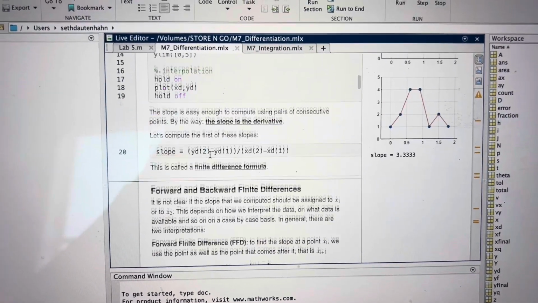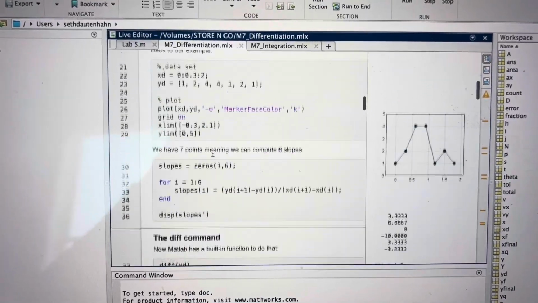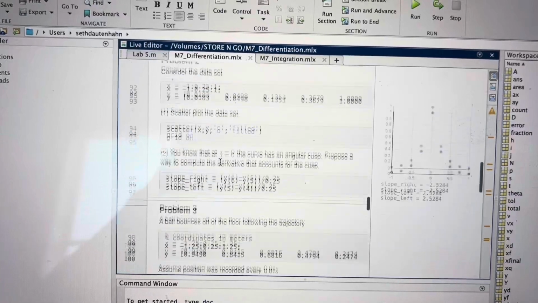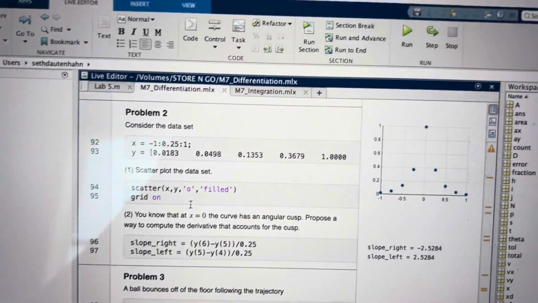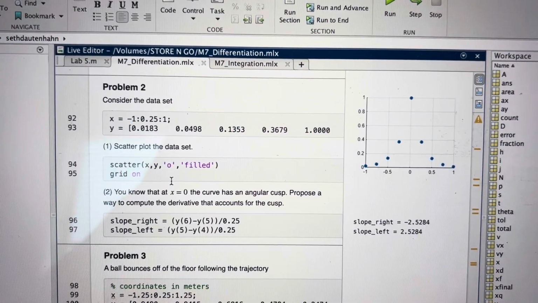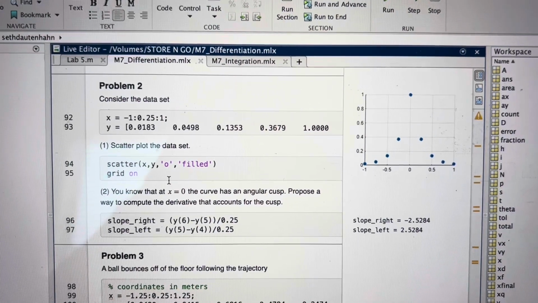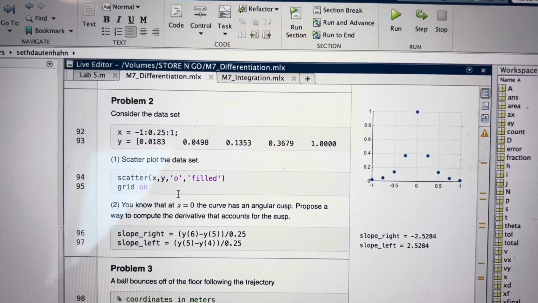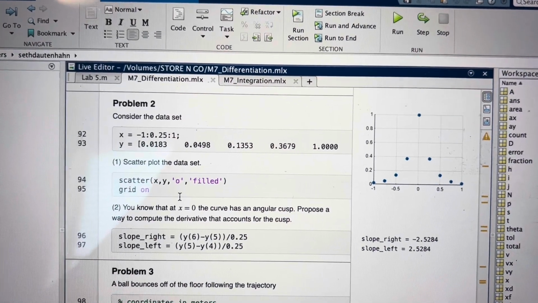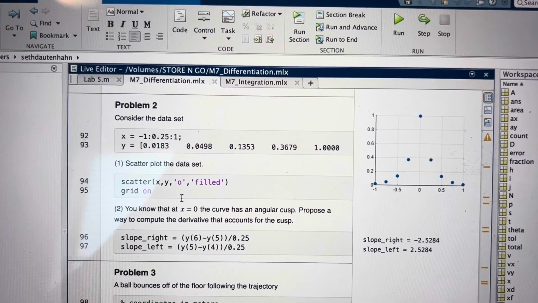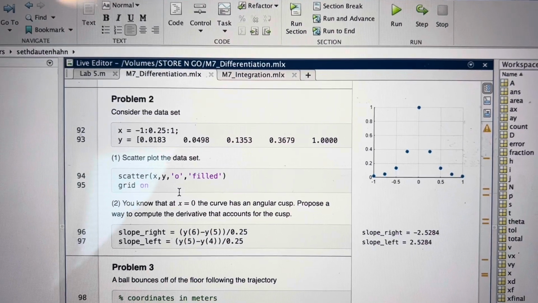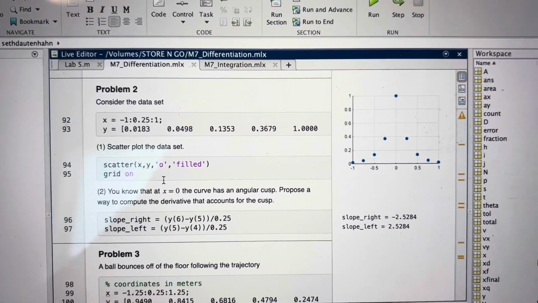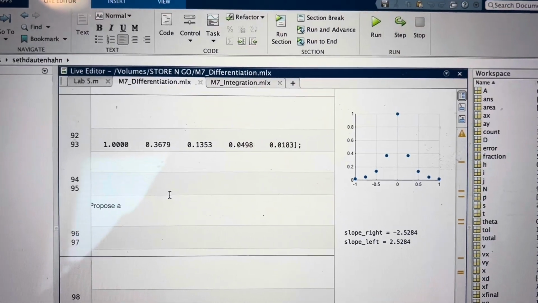For Lab 7, we can do another problem here. So we're going to go down to problem 2. In problem 2, it says consider the data set. We have x equals -1 colon 0.25 to 1. So that means we need to go from -1 in 0.25 steps to 1. Okay, and then we have our y, and it's going to give us all these y components right here.